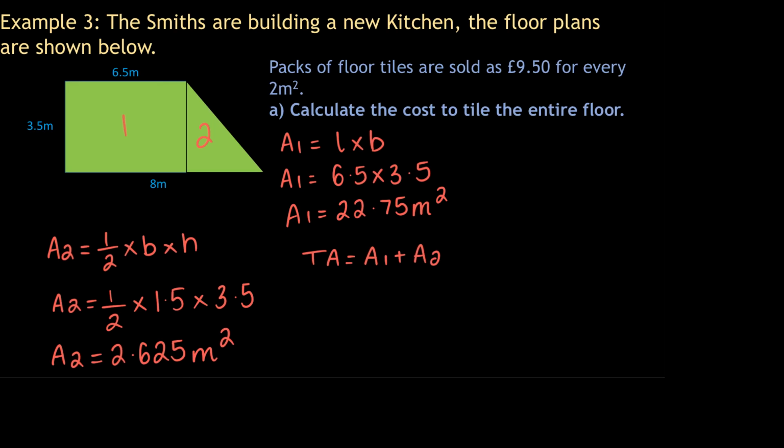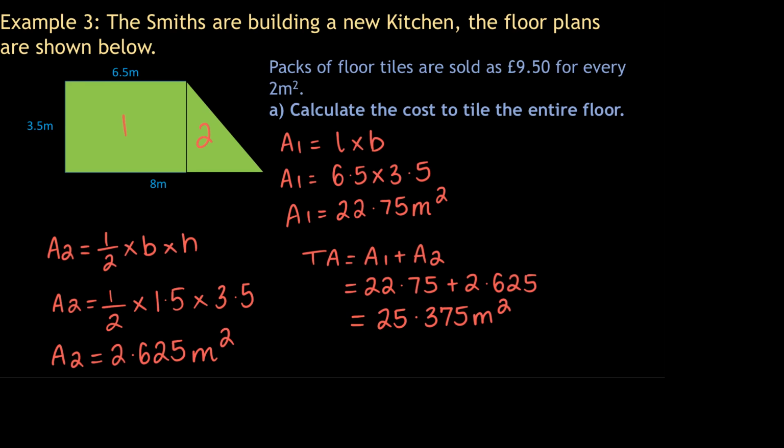So I'm just writing TA for total area. So add the 22.75 plus 2.625 together. You'll probably be able to see that this diagram is not done to scale, and that's absolutely fine. You get 25.375 square metres. And now we can actually answer the question, calculate the cost to tile the entire floor.